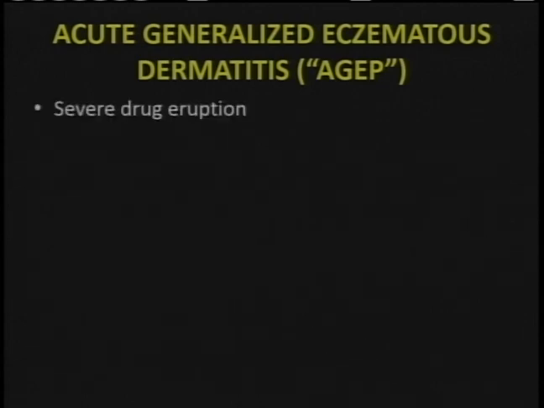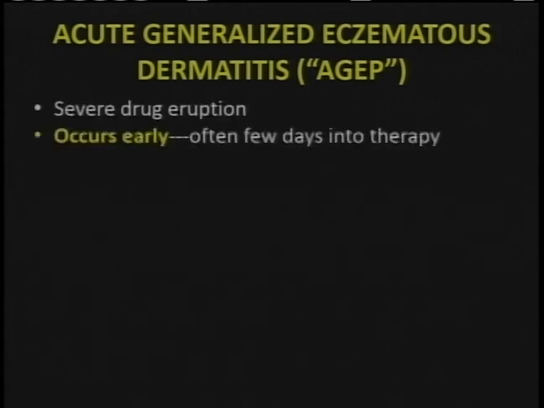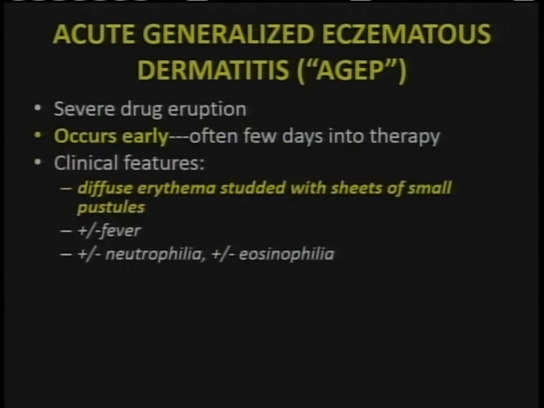And AGEP, as we like to call it, is a severe drug eruption because it can be widespread. Patients can feel miserable. They can have low-grade fever. It often occurs very early on, within 2 to 3 days of starting a medication, so a pretty acute onset. And the diffuse redness studded with these tiny little pustules is really the key.